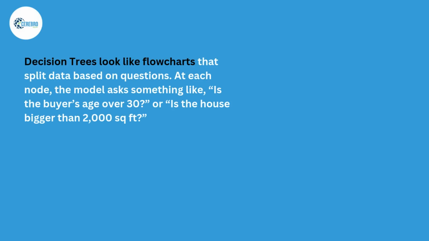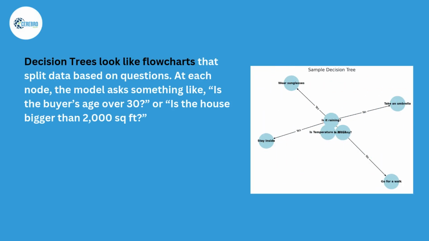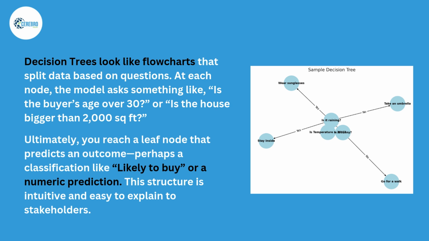Decision trees look like flowcharts that split data based on questions. At each node, the model asks something like, is the buyer's age over 30? Or, is the house bigger than 2,000 square feet? Ultimately, you reach a leaf node that predicts an outcome. Perhaps a classification, like likely to buy, or a numeric prediction. This structure is intuitive and easy to explain to stakeholders.